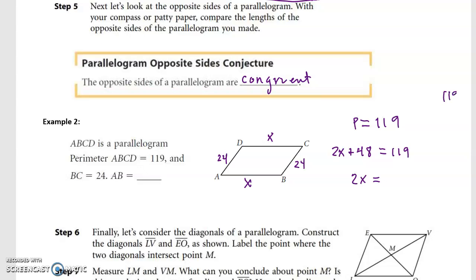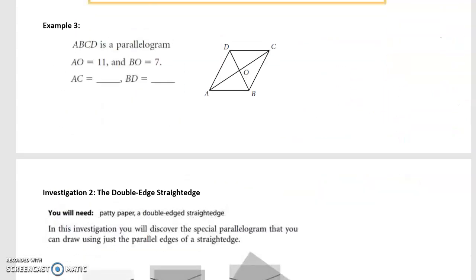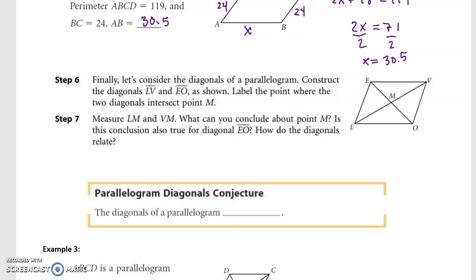So 2x is 71. And then divide by 2. X is going to be a decimal. It's going to be 30.5. It doesn't give us a unit. So those are the first couple parallelogram conjectures, and we're going to start to find some other ones with diagonals in the next video.